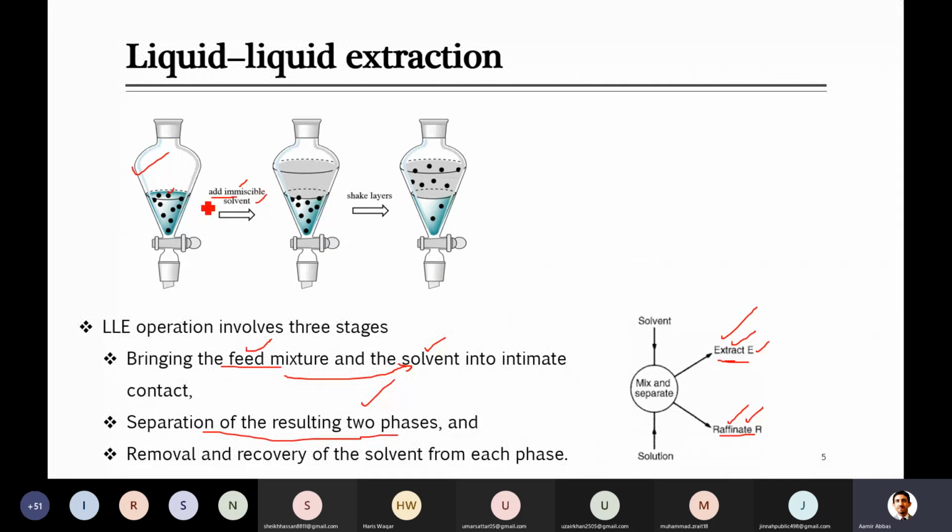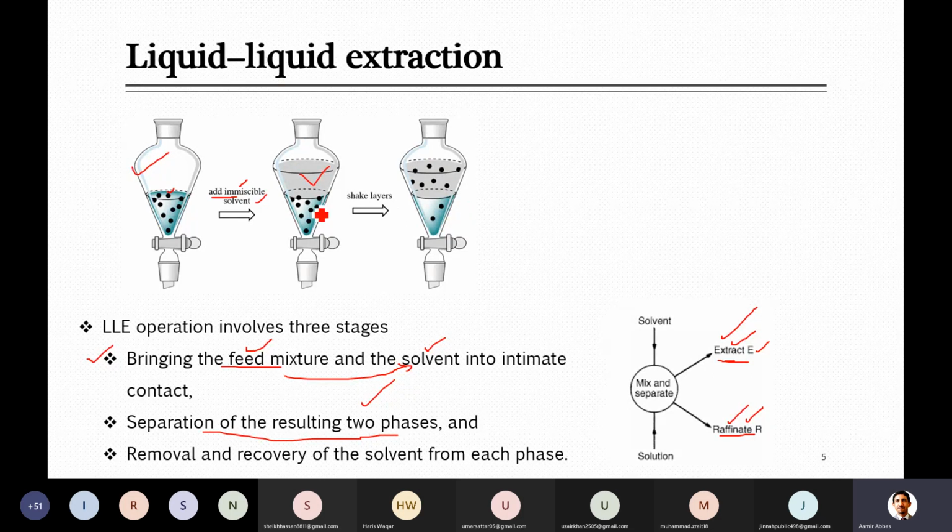So when you bring them in contact with each other, what you see here is that the upper layer is something newly added, and that is the solvent, and the lower layer is the feed already available inside. So what we did was bring the feed and the solvent in contact with each other as per this step, and then you have to give it some time for settling. For example, here after mixing, when you give it the time, it will again be separated into the two layers.